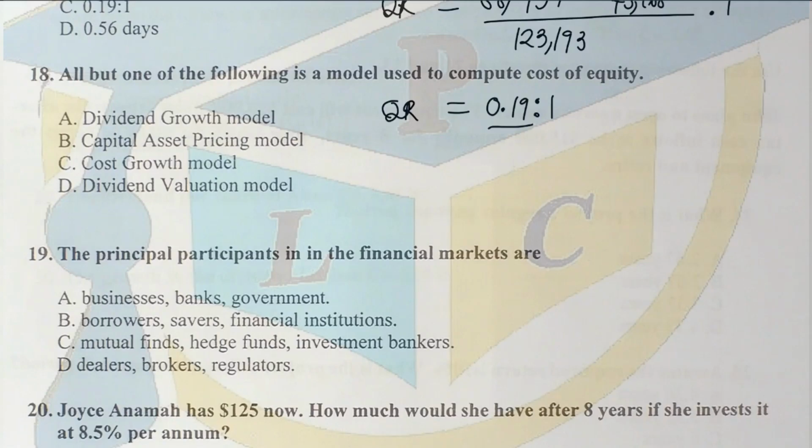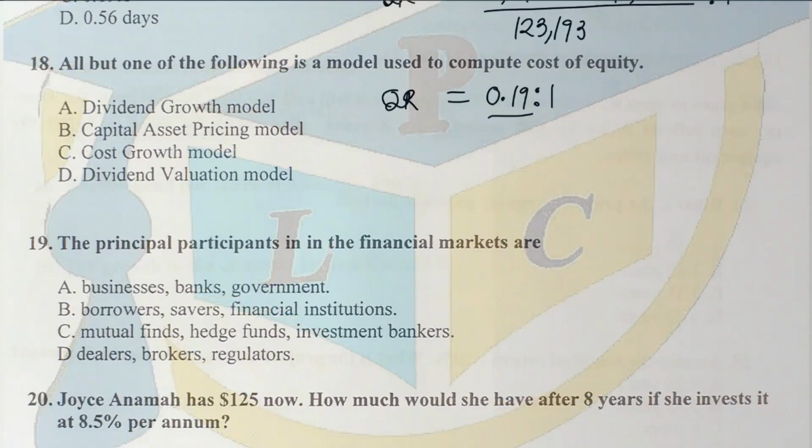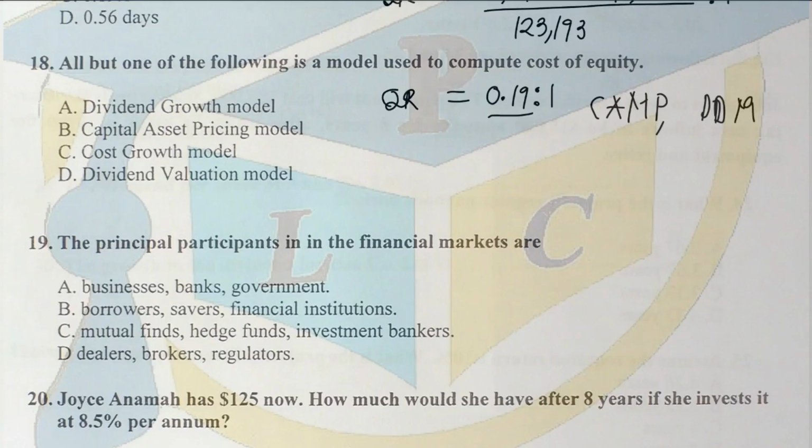So let's move on to question 18. Which of the following is a model used to compute cost of equity? When it comes to computation of cost of equity, we have three methods. We have the capital asset pricing model, that is the CAPM. We also have the dividend discount model, and under it you have the dividend valuation model as one type of it.